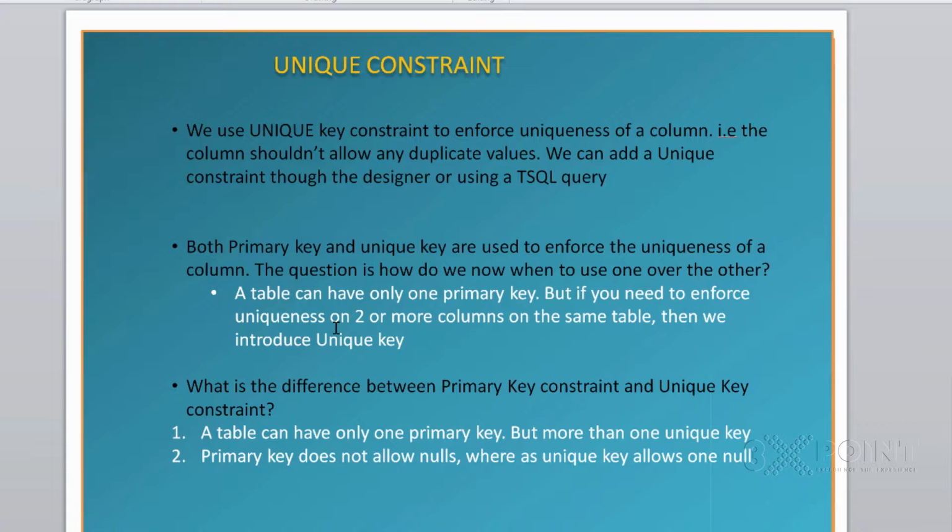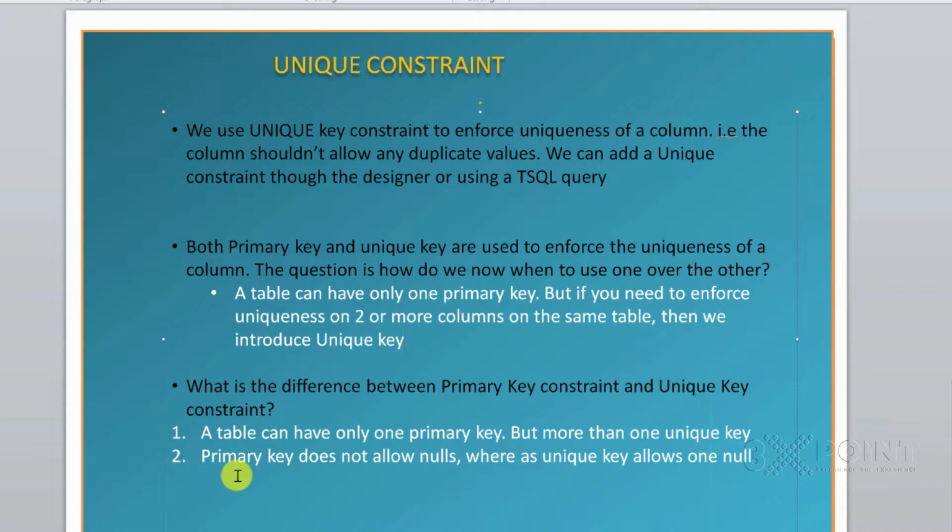So you use a primary key at first, and then later on you start using a unique key, because you can have more than one unique key on one table. Okay, so that's when you introduce your unique key. And what's the difference between primary key and unique key? Number one, a table can have only one primary key but more than one unique key.